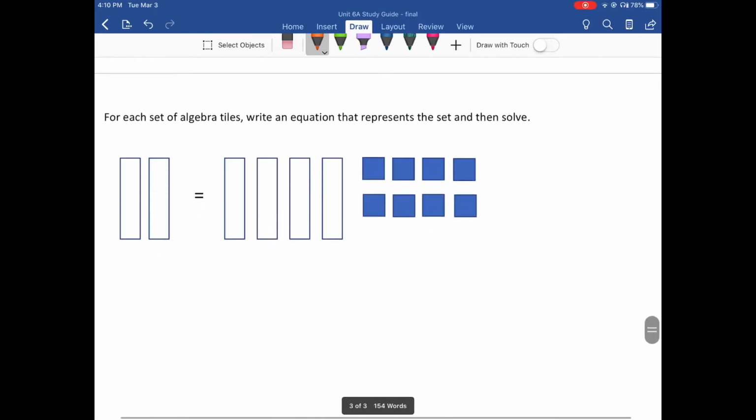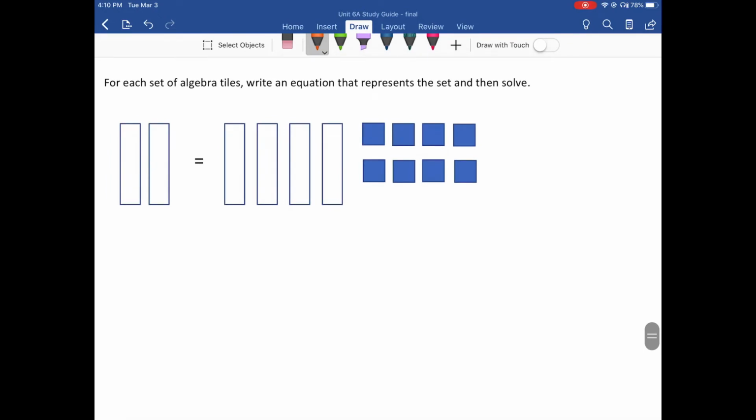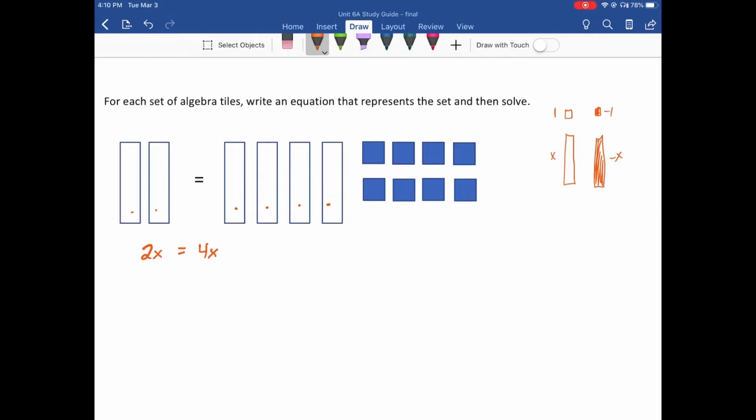And then our last 2 questions are involving algebra tiles. If you don't remember what the algebra tiles are representing, the empty ones represent 1 and x, positive versions, and then the filled in ones represent negative 1 and negative x. So these 2 bars represent 2x, and these 1, 2, 3, 4 bars represent 4x. And then the remaining 1, 2, 3, 4, 5, 6, 7, 8 boxes, because they're filled in, represent negative 8.